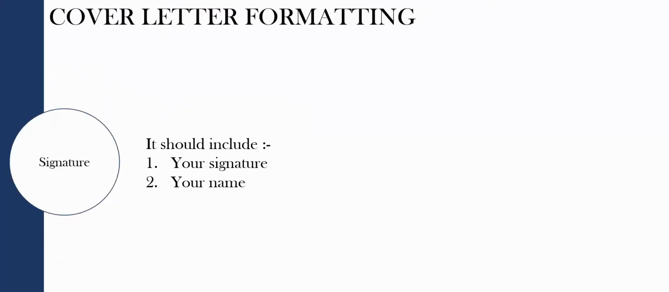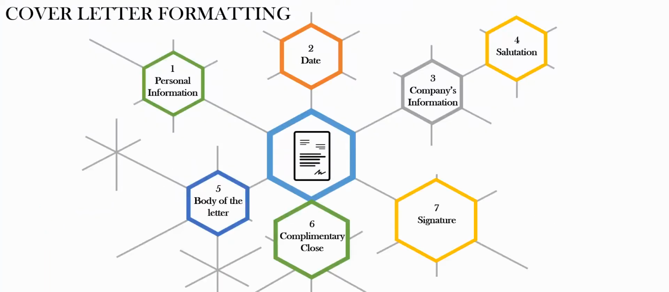So these are the 7 sections of formatting a cover letter. So I will repeat once again. The first one is personal information, second is date, third is company's information, fourth is salutation, fifth is body of the letter, sixth is complimentary clause, and seventh is signature. You should include all these 7 sections in the cover letter.